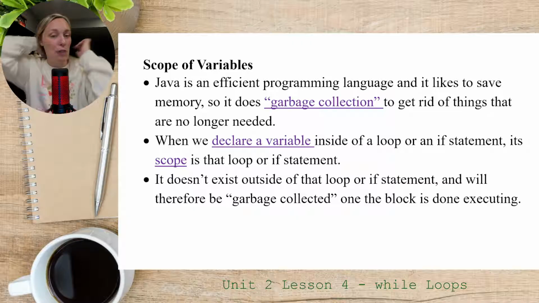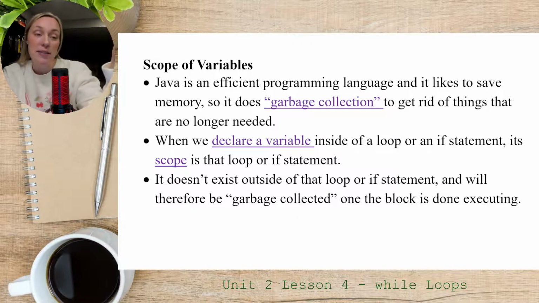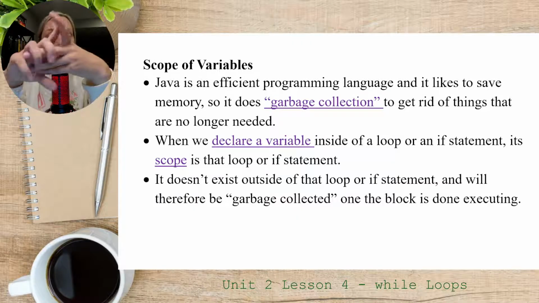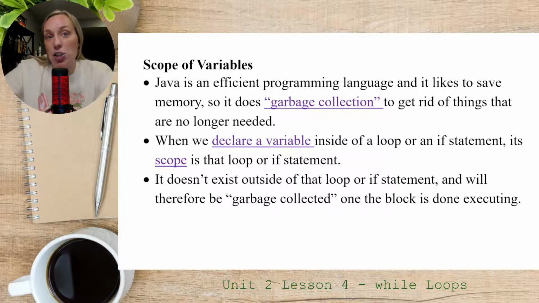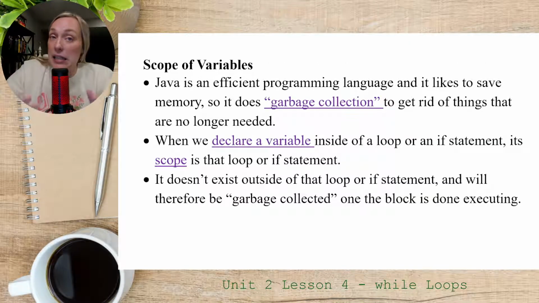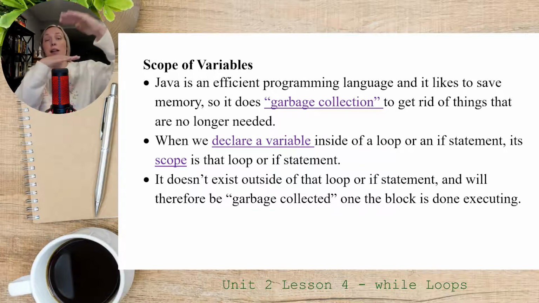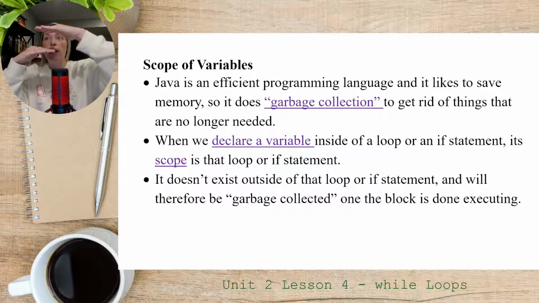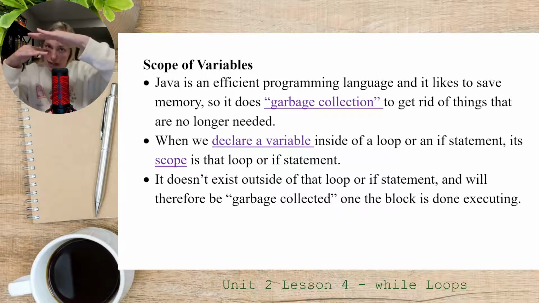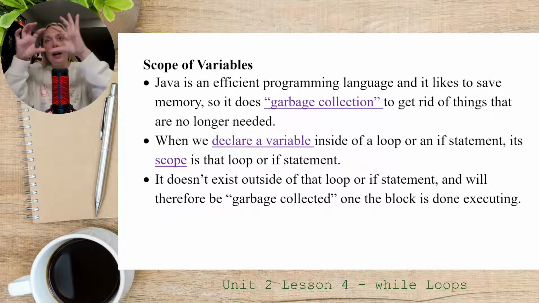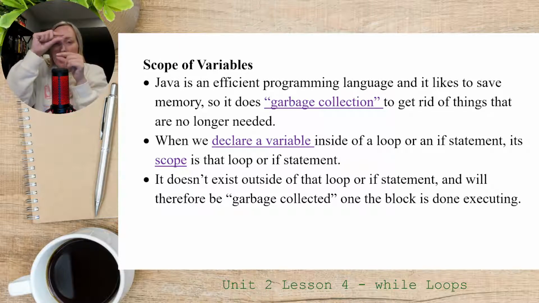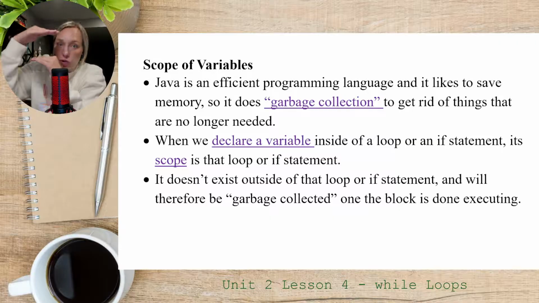It doesn't exist outside of the loop or outside of that if statement, and will therefore be garbage collected when the block is done executing. This is true for anything declared inside a block, whether it's declared inside a class, a method, a loop, or an if statement. When you declare a variable inside a block, inside those curly brackets, it only exists inside of those curly brackets, right? So usually that's fine.